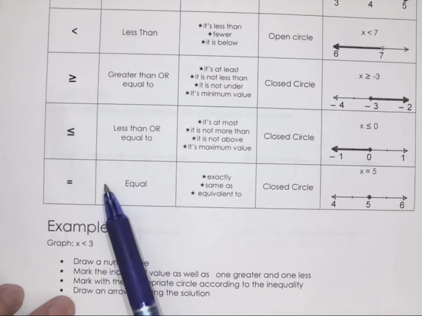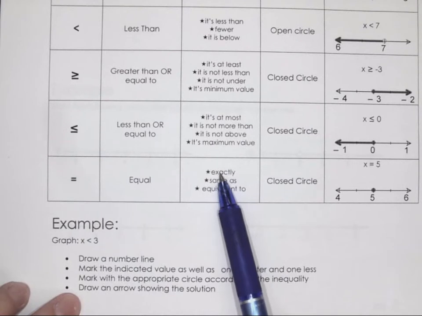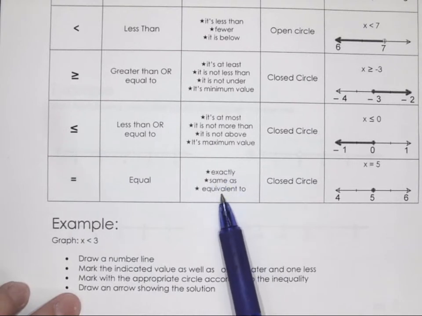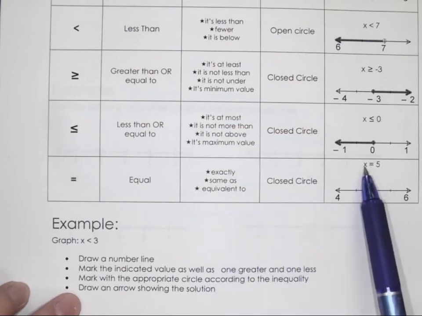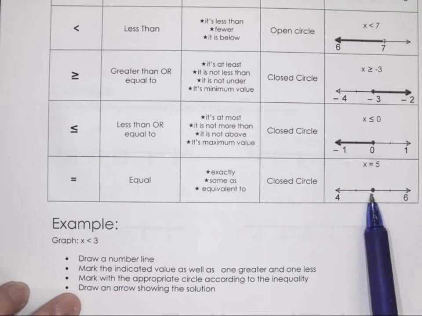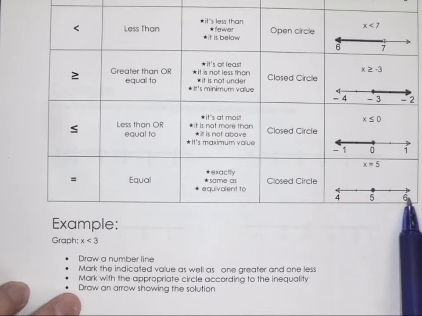And then this one's the one we've been working with, the equal sign. It has to be exactly the same as, equivalent to. I've used that word a lot, equivalent. It just means equal. And we would use a closed circle, so x equals 5. It would just simply be a circle, and there'd be no arrow either way.